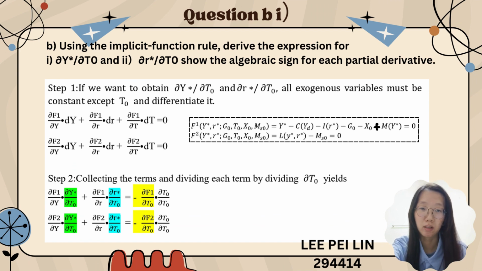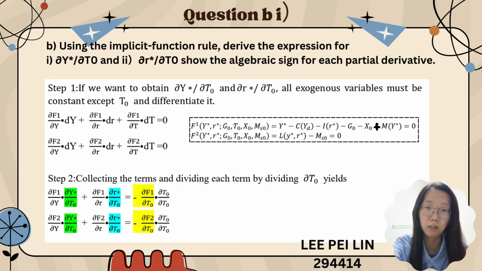Now, I would like to continue to discuss part B: using the implicit function rules, derive the expression for delta y star with respect to delta t0 and delta r star with respect to delta t0, and solve the algebraic signs for each partial derivative. First of all, if we want to obtain delta y star with respect to delta t0 and delta r star with respect to delta t0, all exogenous variables must be constant except t0, and differentiate it.